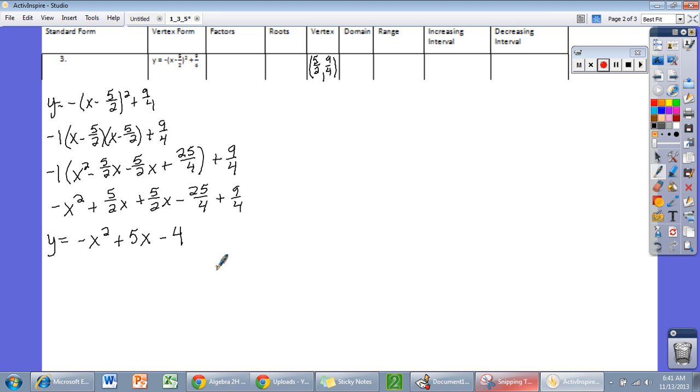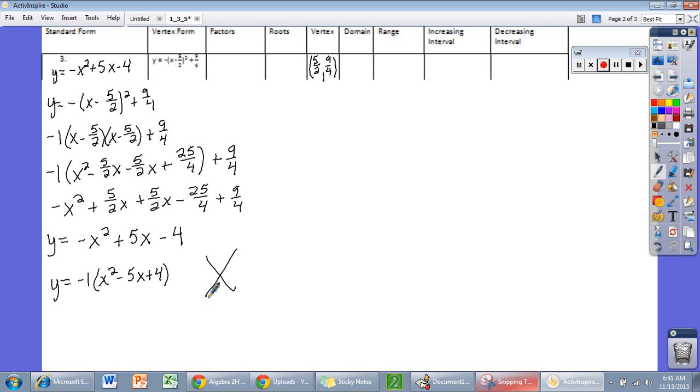So this is our standard form. Y equals negative x squared plus 5x minus 4. So we want to see, is this thing factorable? In order to factor, I never am able to tell if it's factorable or not with a negative sign out front. So I always just take out a negative 1 and make it be x squared minus 5x plus 4.